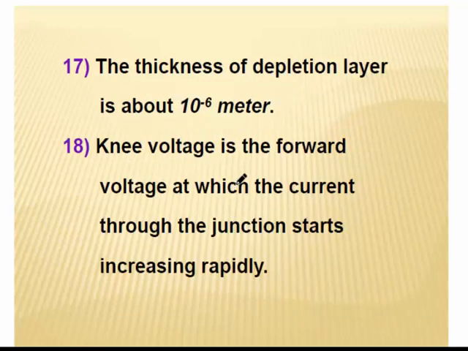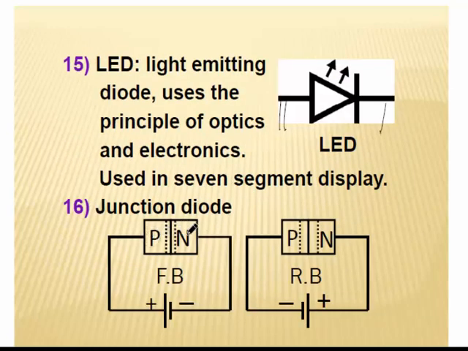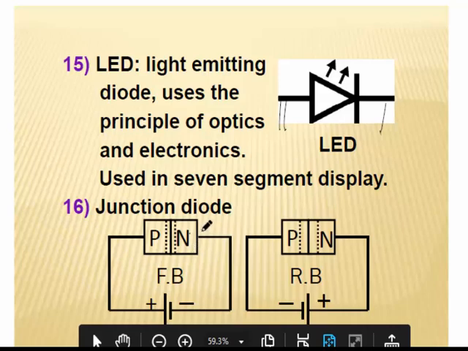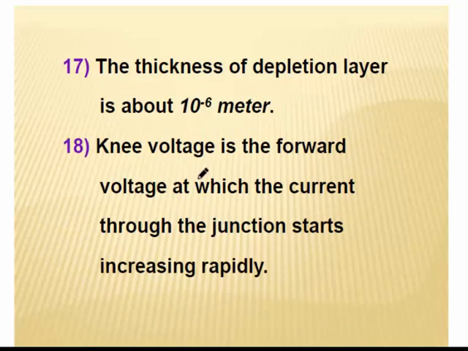Junction diode, as I told, is a PN junction. When P type and N type are joined, it is called a PN junction. Now P type connected to positive and N connected to negative makes it forward biased. When P is connected to negative and N to positive, it makes reverse bias. This is forward biasing and this is reverse biasing. Both are biasing states.